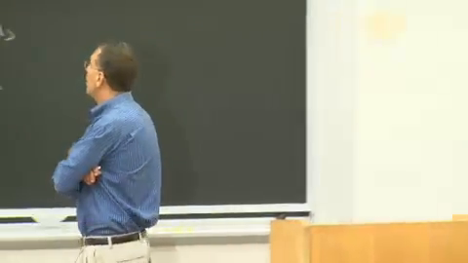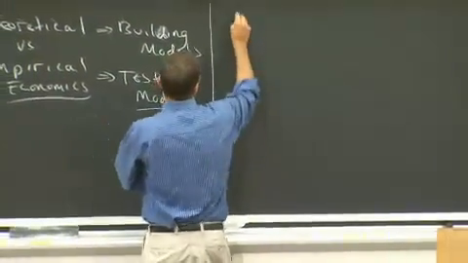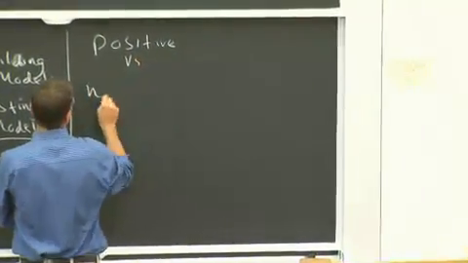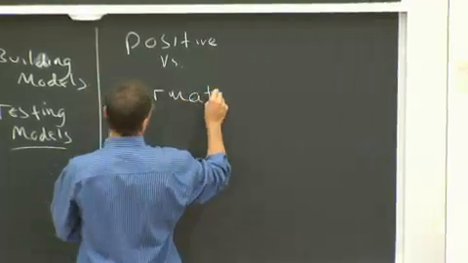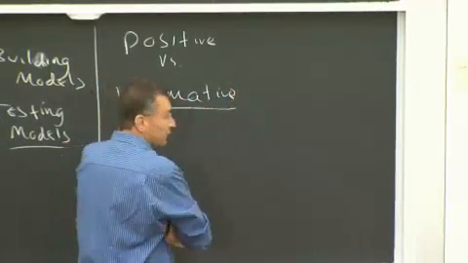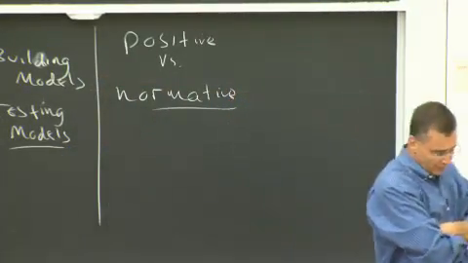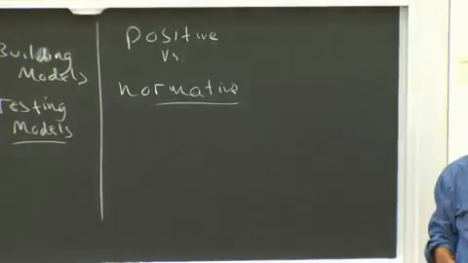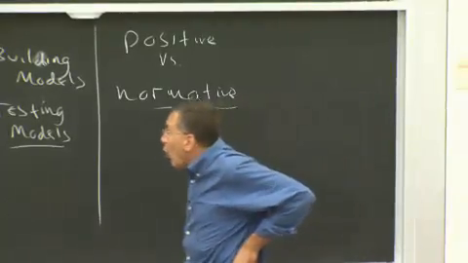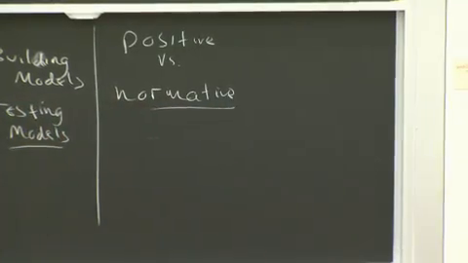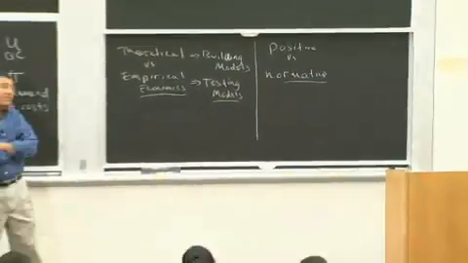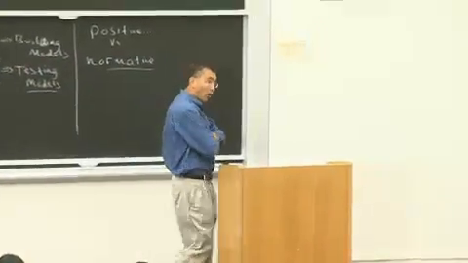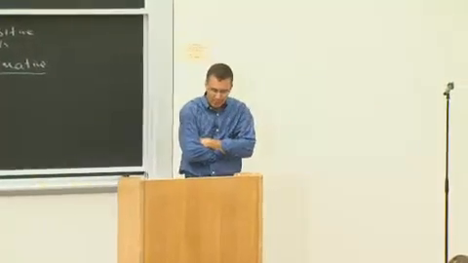Okay? The other distinction that's very important is positive versus normative economics. Positive versus normative economics. Okay? And this is the distinction between the way things are, which is positive economics, and the way things should be, which is normative economics. The distinction between the way things are and the way things should be.